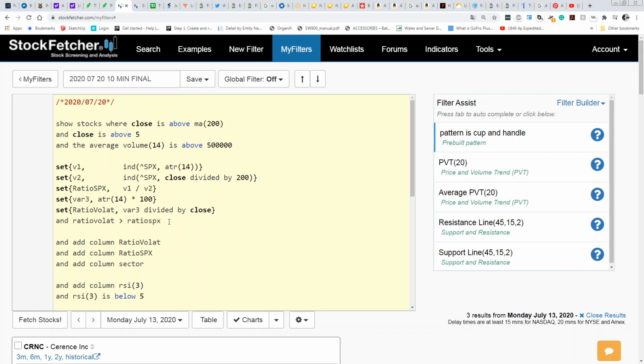Let's continue. Add these columns. This add column means I'm adding these columns here. If I don't put that, these numbers don't show up.